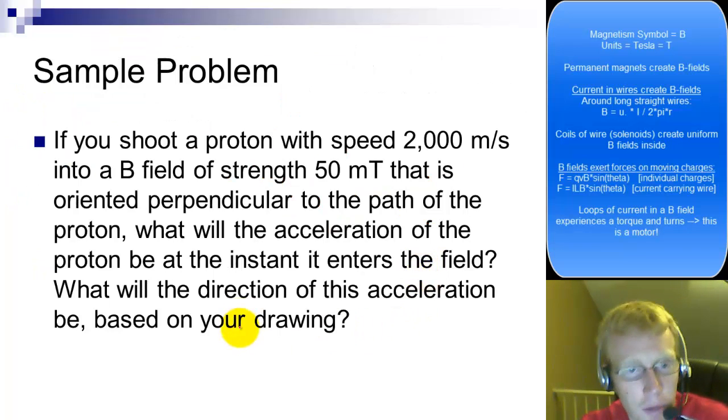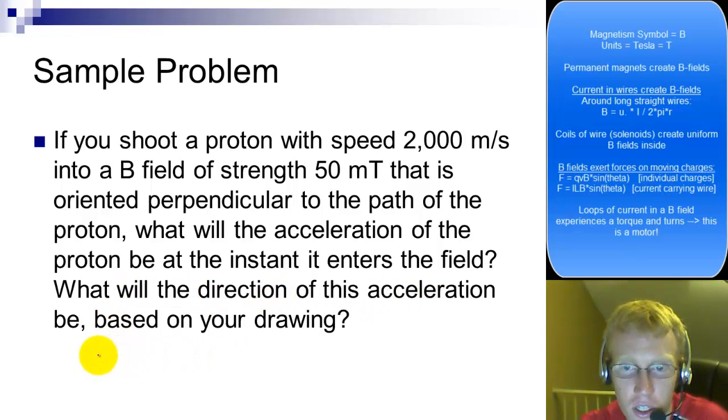Alright, let's do a sample problem. You shoot a proton with a speed of 2,000 meters per second into a magnetic field with a certain strength, 50 milliteslas, that's perpendicular to the path. What will the acceleration of the proton be at the instant it enters the field? What will the direction of this acceleration be based on your drawing?